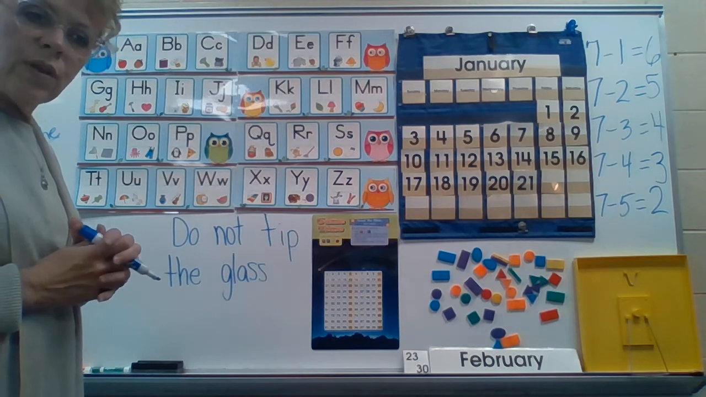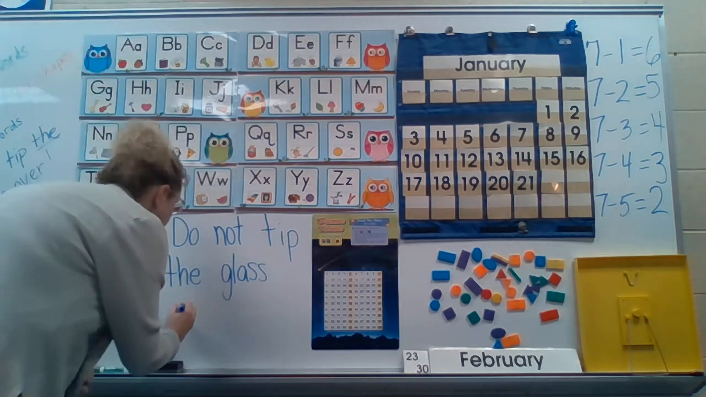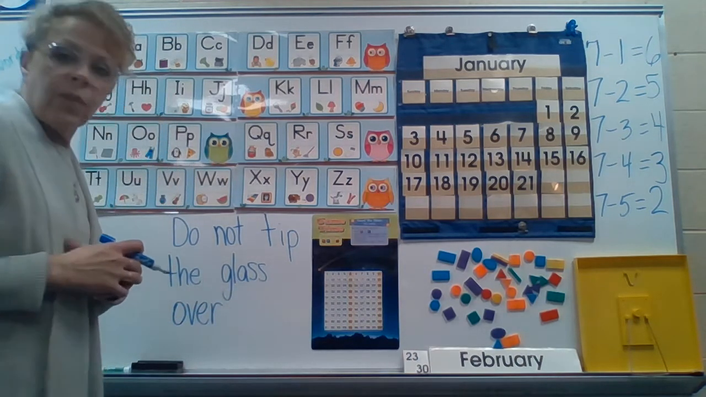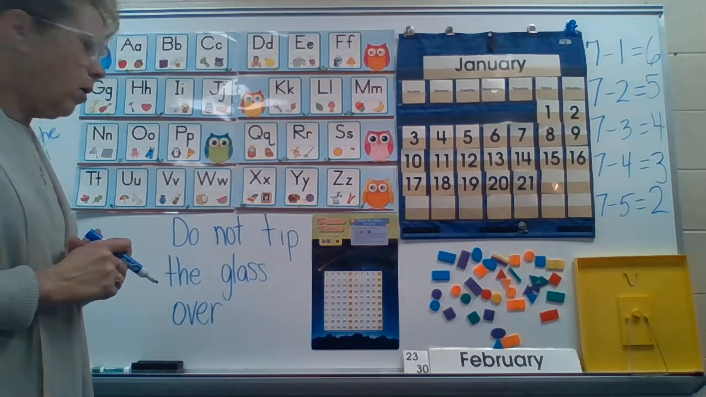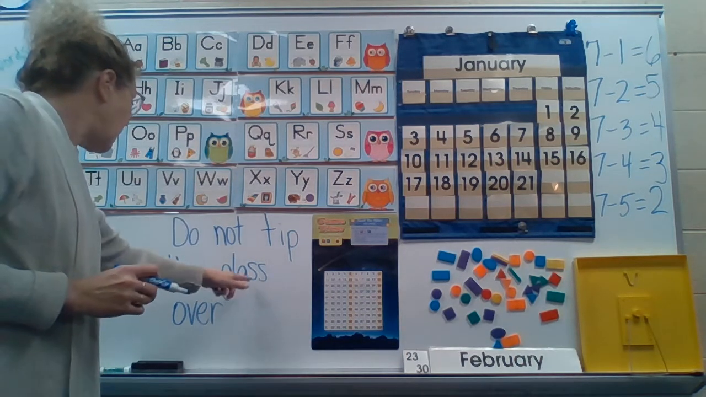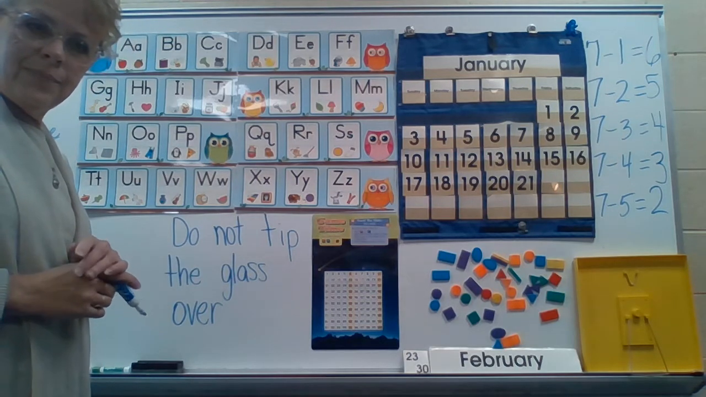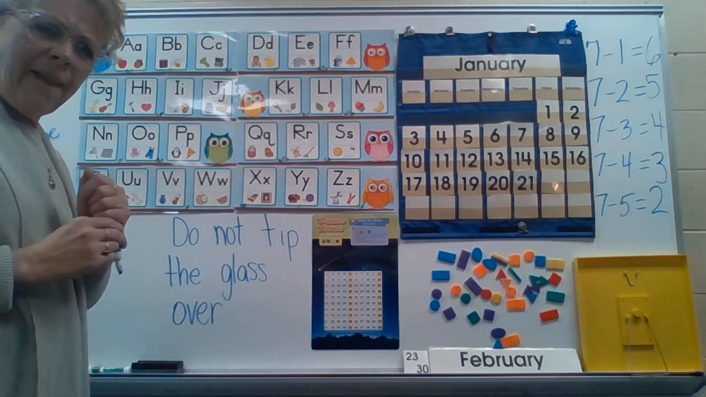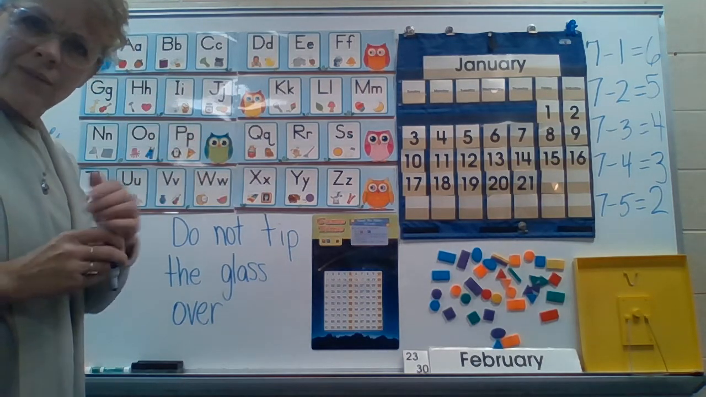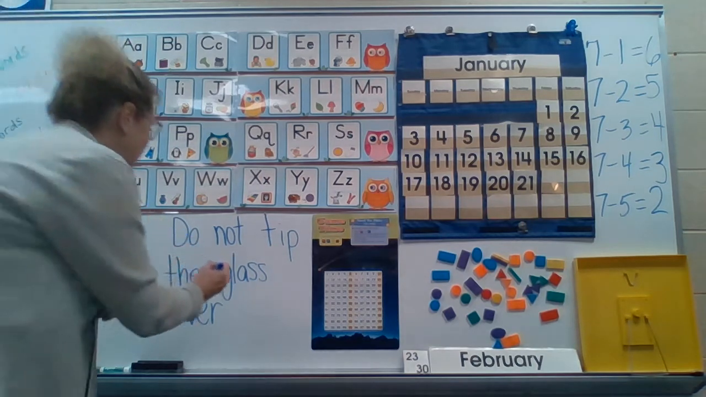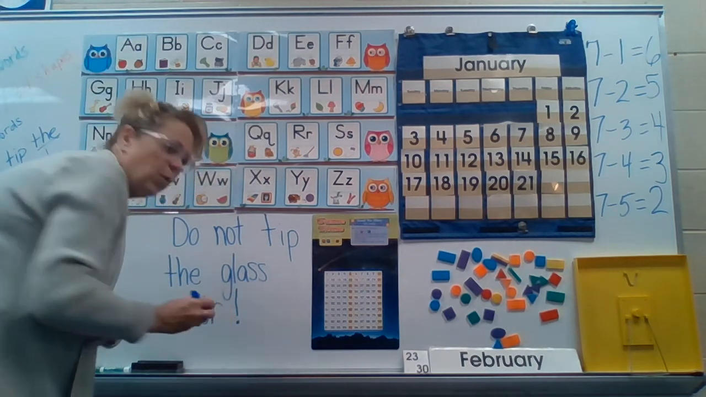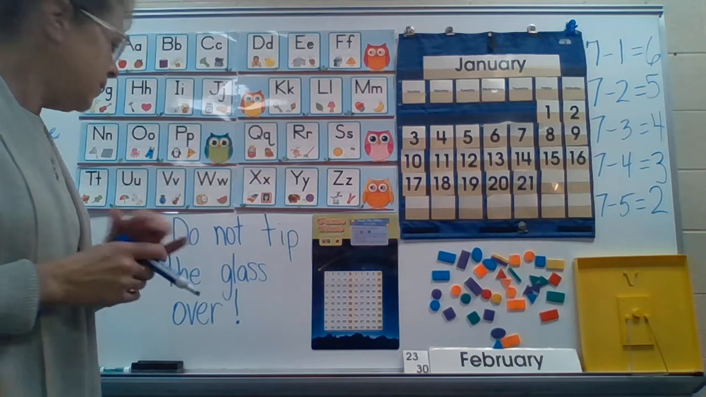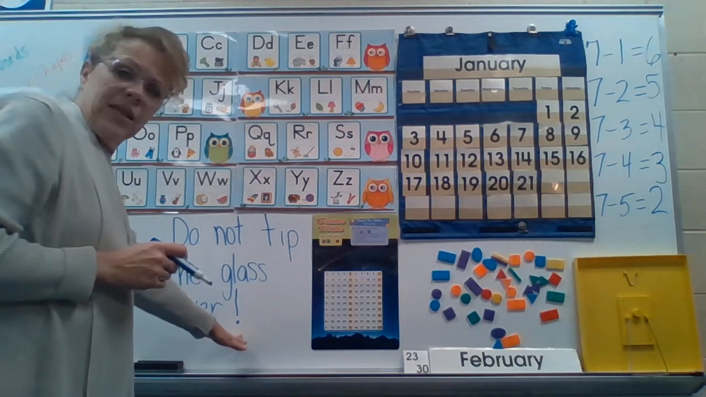Now my last word's over. That's one of those directional words. And it starts with O just like it sounds. Over. O-V-E-R. Do not tip the glass over. What kind of ending do I need? Do not tip the glass over. I think I need an exclamation mark because I think someone's saying that kind of excitedly. Do not tip the glass over. All right, so I'm going to put an exclamation mark or an excited mark there.